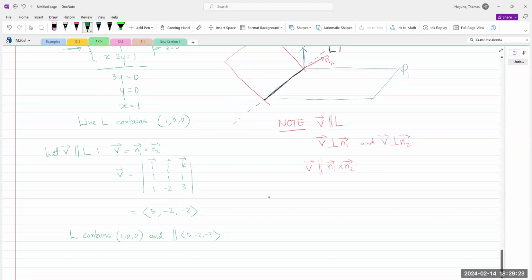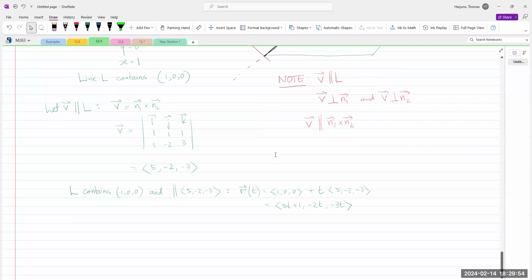Therefore, what is line L? Well, line L is given by r(t) equals (1, 0, 0), which is the position vector of that coordinate, plus t times (5, -2, -3). We can write it as (5t + 1, -2t, -3t). That's the vector equation.